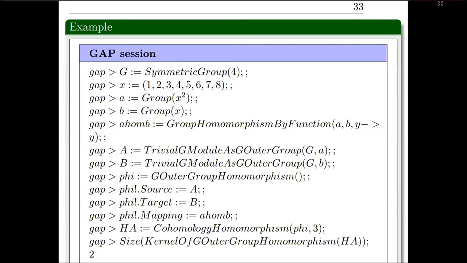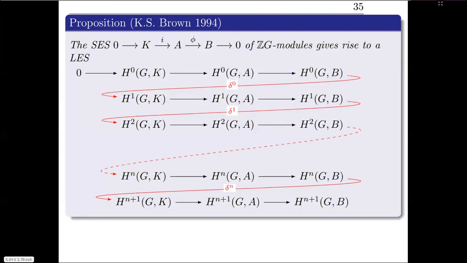And this is the code to compute the cohomology. We get that the size of the kernel, the order, is 2. And now the connecting homomorphism: if we have a short exact sequence of ZG modules, it gives rise to a long exact sequence.